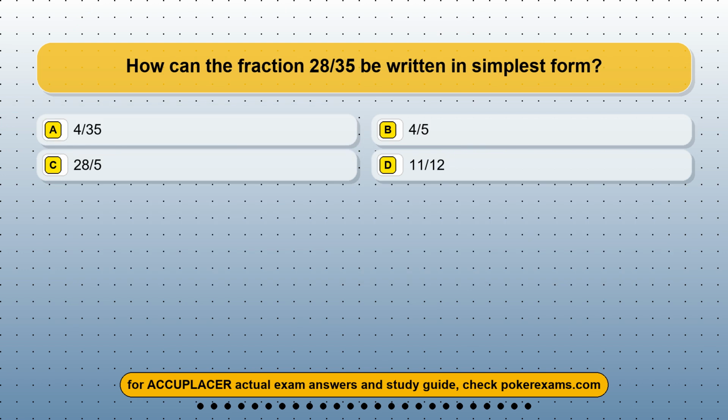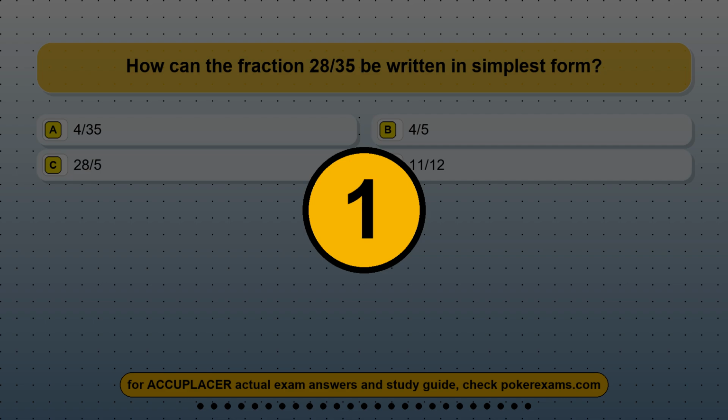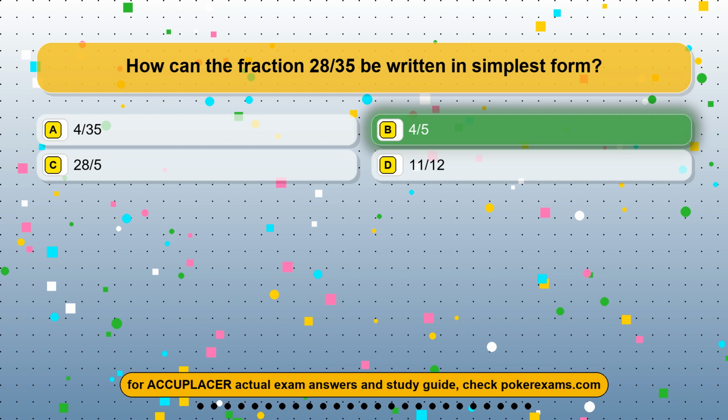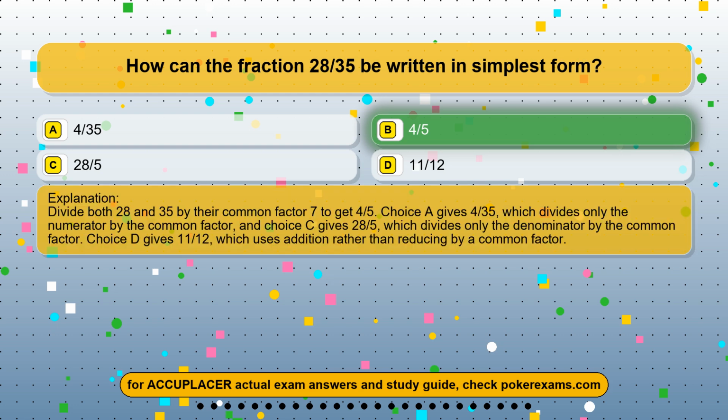Question 8. How can the fraction 28/35 be written in simplest form? Option A, 4/35, option B, 4/5, option C, 28/5, option D, 11/12. The correct answer is option B, 4/5. Divide both 28 and 35 by their common factor 7 to get 4/5. Choice A gives 4/35, which divides only the numerator by the common factor, and choice C gives 28/5, which divides only the denominator by the common factor. Choice D gives 11/12, which uses addition rather than reducing by a common factor.